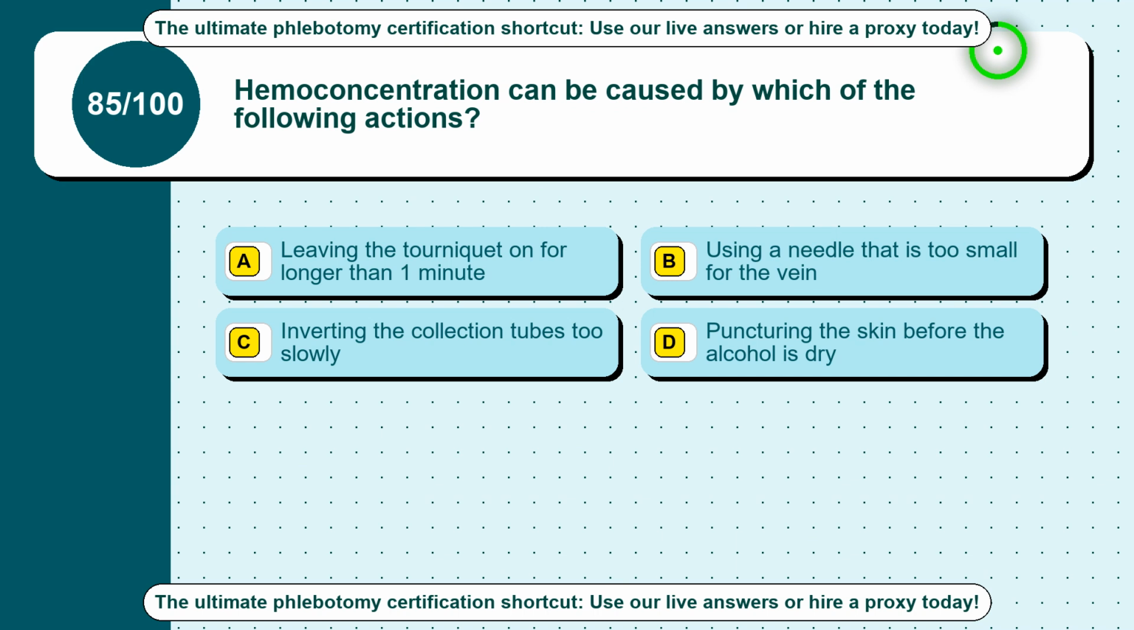Question 85. Hemoconcentration can be caused by which of the following actions? Option A, leaving the tourniquet on for longer than 1 minute. Option B, using a needle that is too small for the vein.